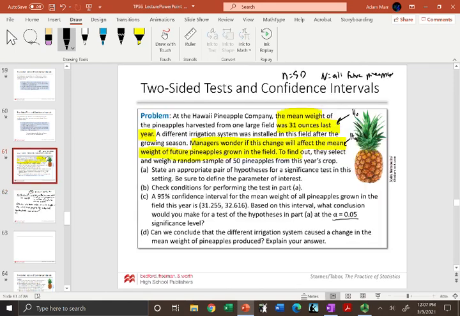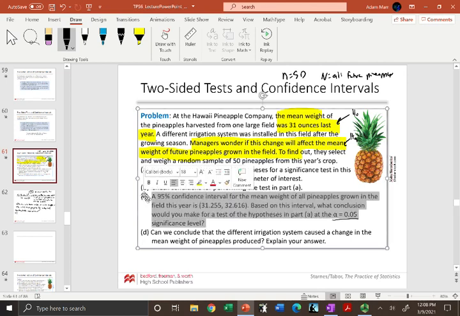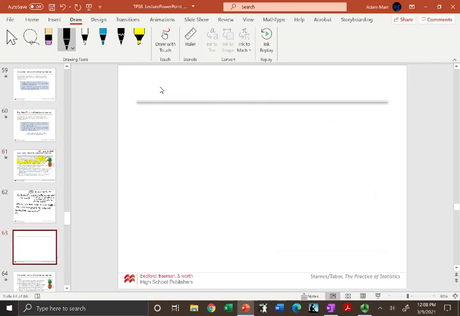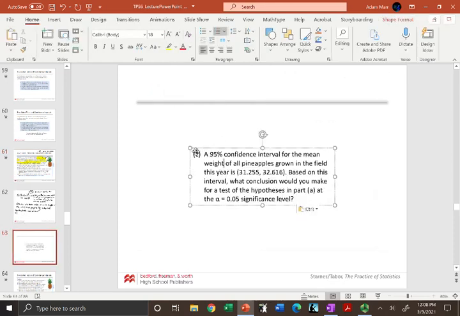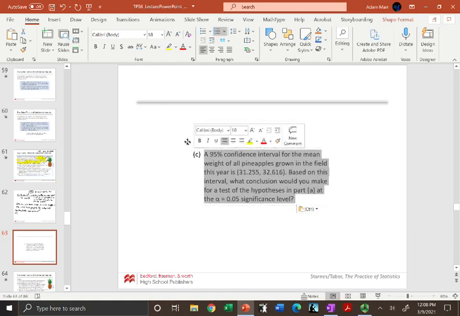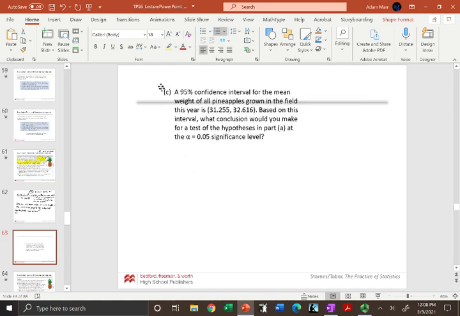Okay, part C says what? A 95% confidence interval for the mean weight of all pineapples grown in the field this year is 31.255 to 32.616. Based on the interval, what conclusion would you make for a test of the hypothesis in part A at the alpha equals 0.05 significance level? All right, so what I'm going to do is just copy this over and put it right here so that I can refer to it while I'm doing the problem. Let me move this up a little bit. Sorry about that. Okay, good.